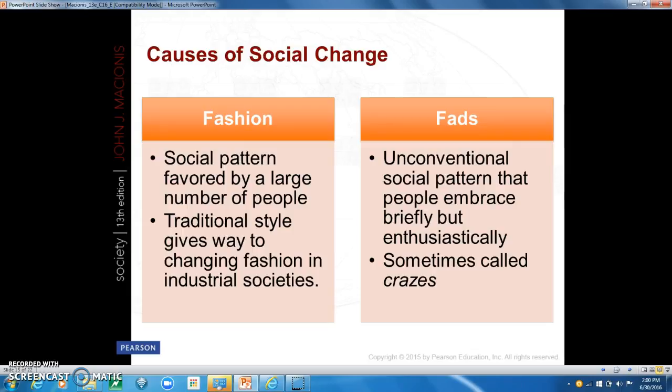Fads and fashions are mass behaviors that large numbers of people participate in for a brief period of time. A fad is a superficial or trivial behavior that's very popular for a short time, such as hula hoops, Cabbage Patch dolls, streaking, disco dancing. A fashion is a temporary trend in some aspect of appearance or behavior. And of course, I want to say that fashions are usually more long-lasting than fads.